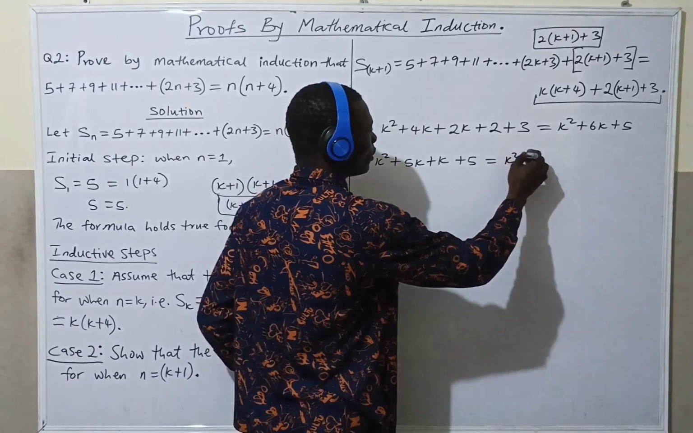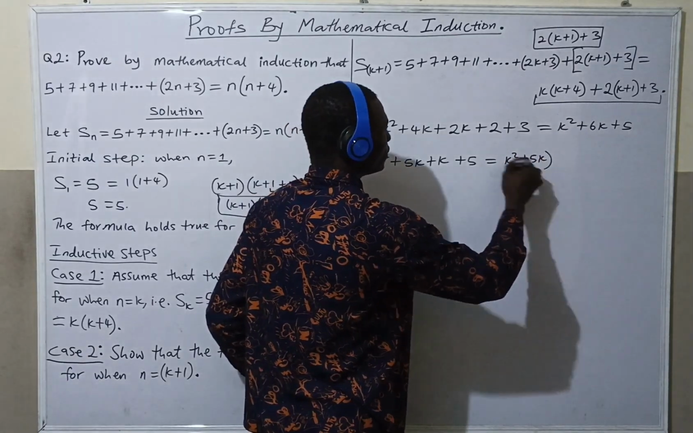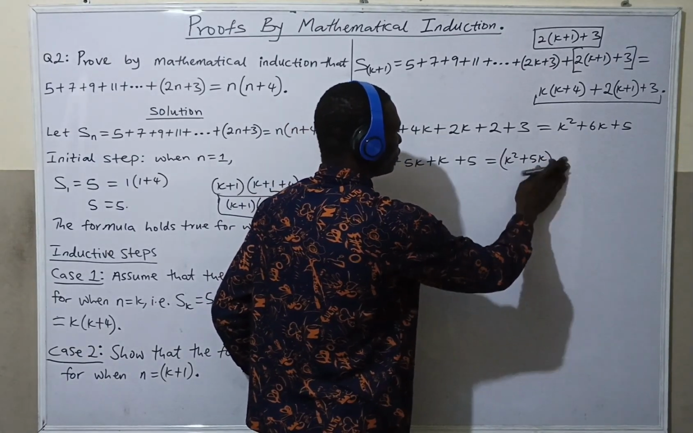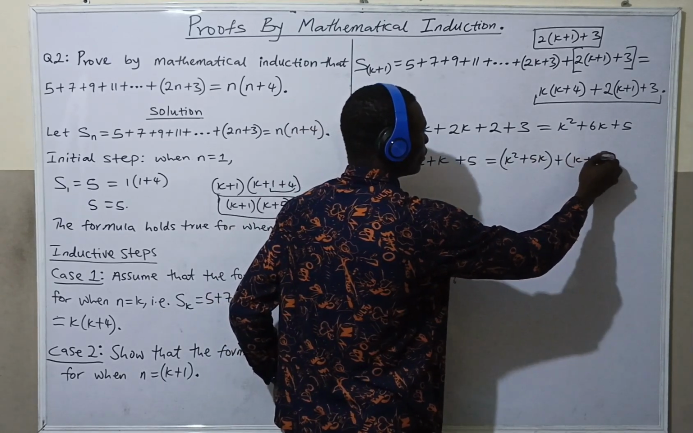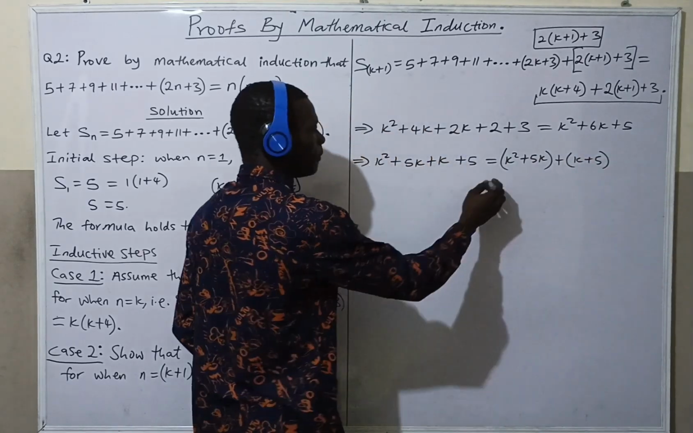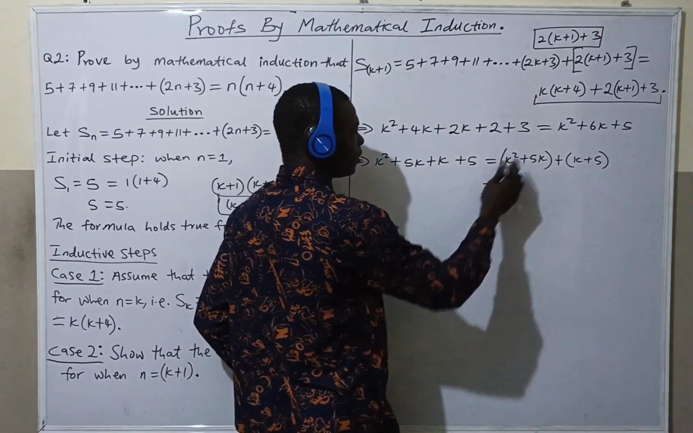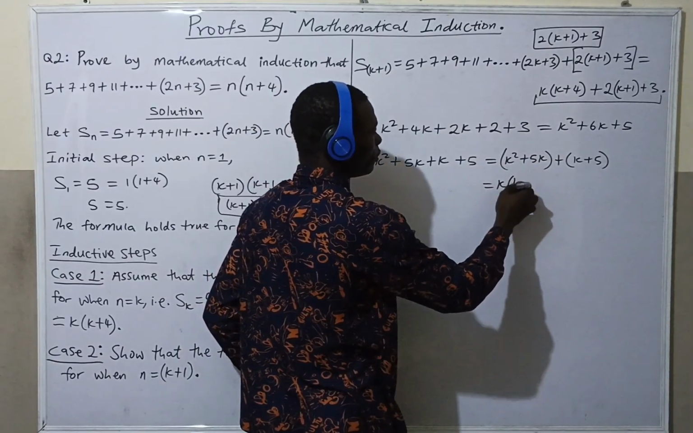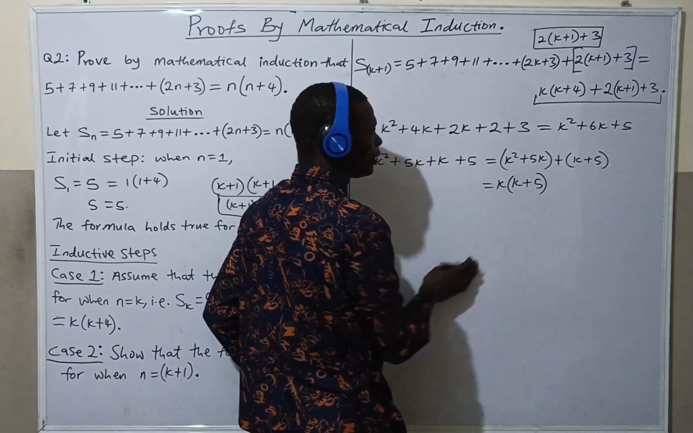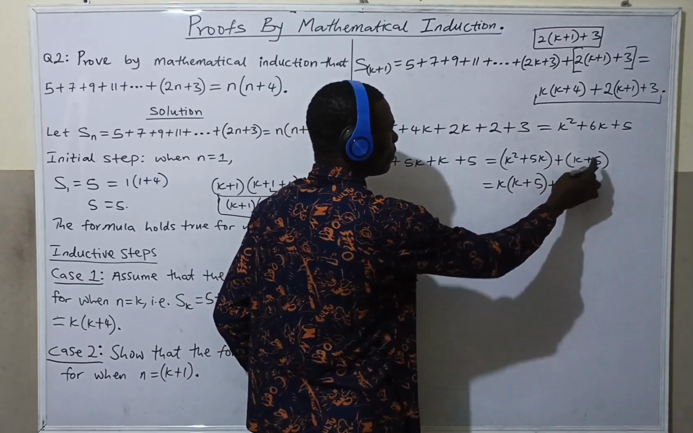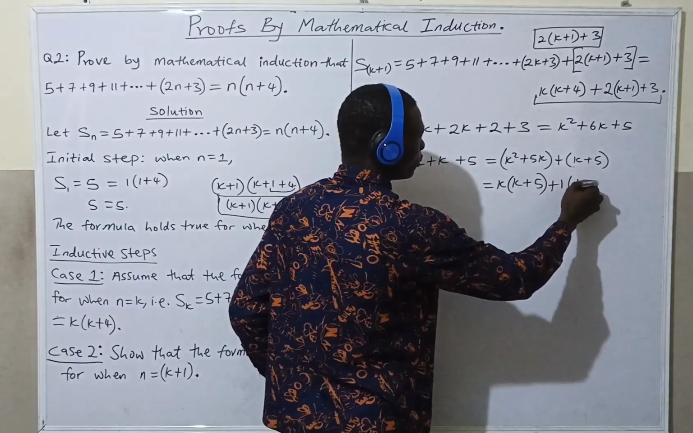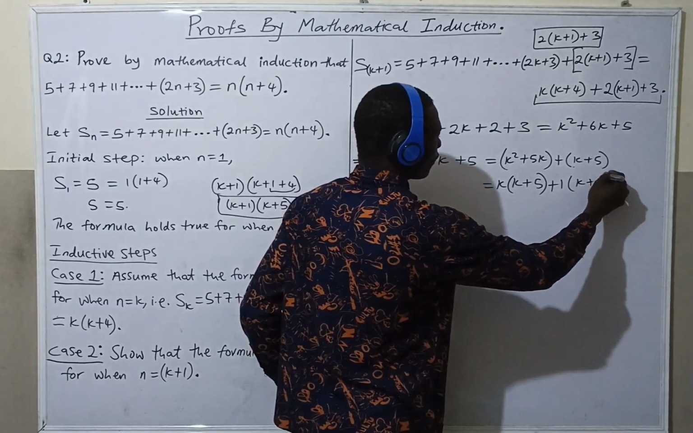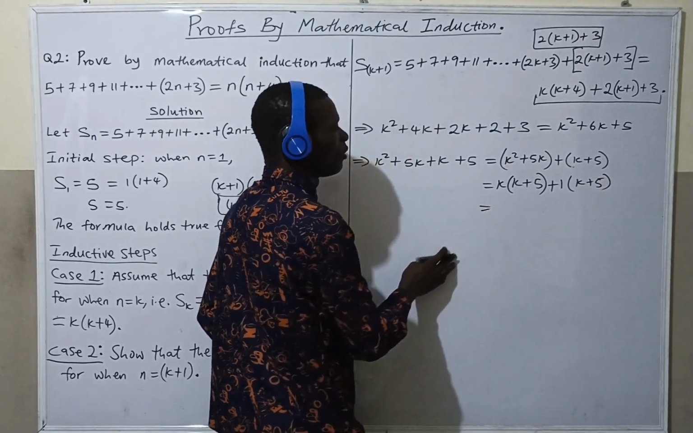Of course, put them in brackets and factorize. That's going to be k squared plus 5k in the first bracket. Then in the second bracket, we have plus k plus 5. So what is common to these two is just k, bracket open, k plus 5 in the first bracket, and then plus what is common to these two, of course, is just 1. So that's going to be 1, bracket open, also k plus 5.